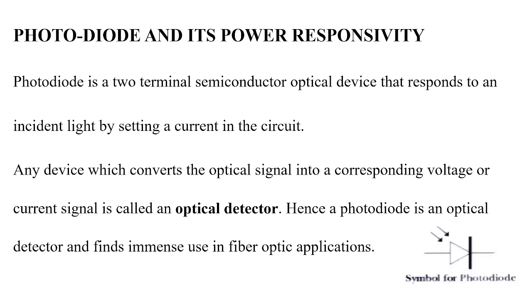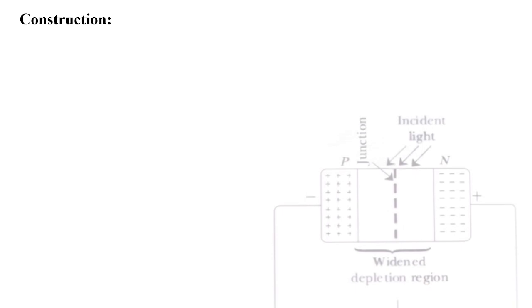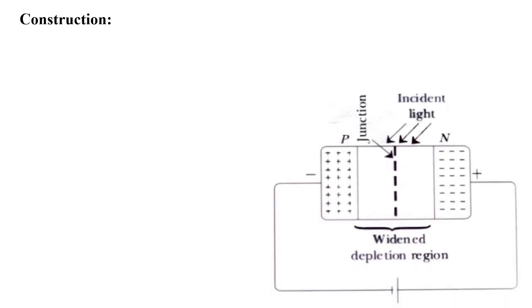See, this is the symbol for photodiode. Here it will absorb the light and convert that to electrical energy. Now let us see the construction. See the figure. This is the construction.